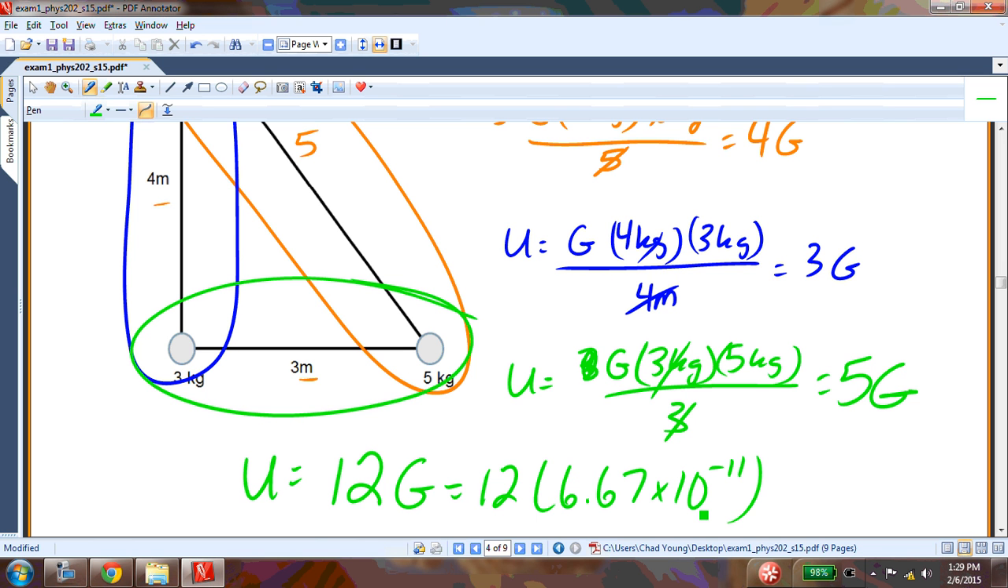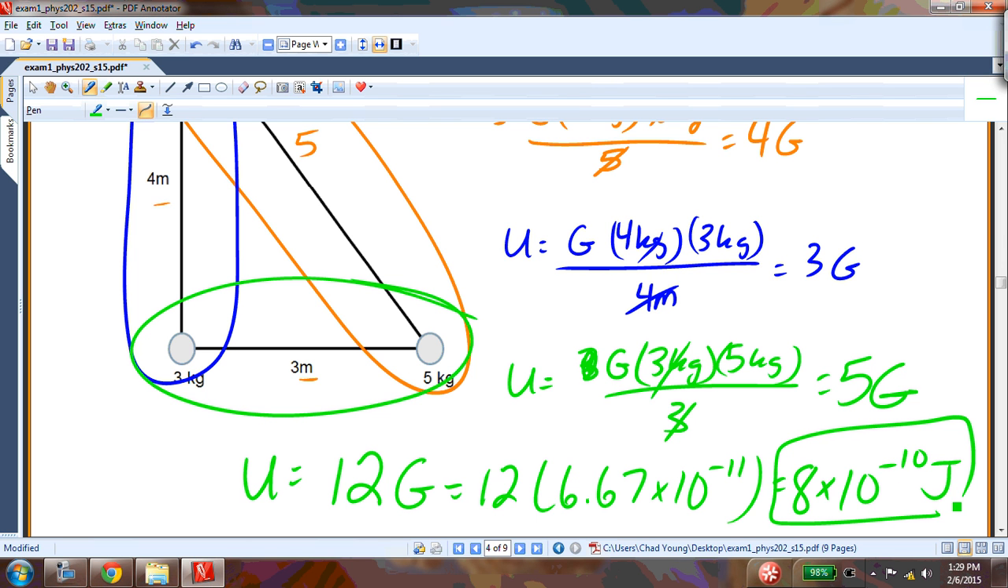I get 8 times 10 to the minus 10 joules. So not a whole lot of energy in those masses. The gravitational forces are very small between sort of modest sized masses.